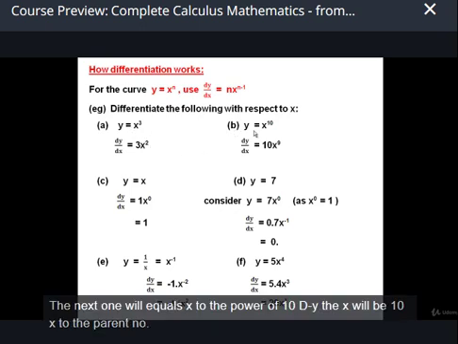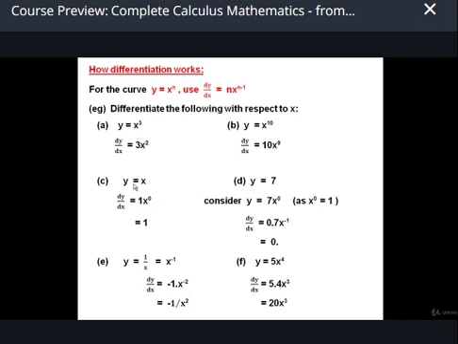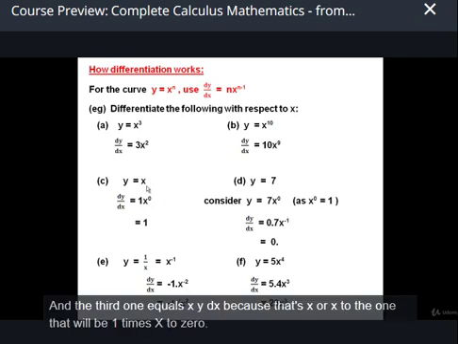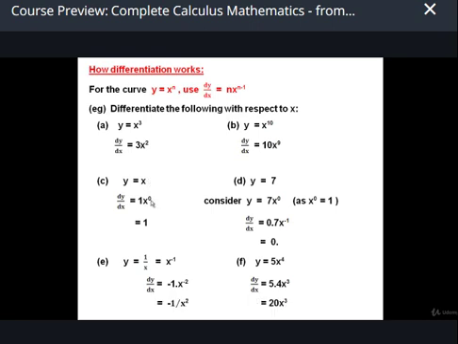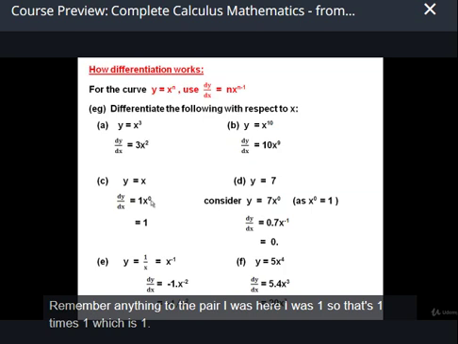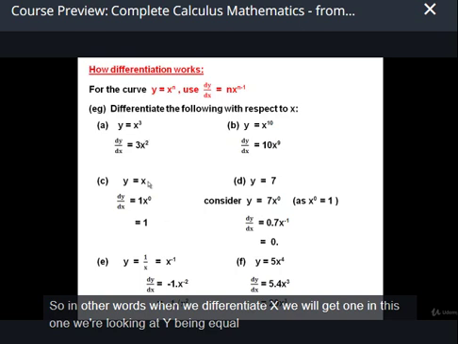The next one, y equals x to the power 10, dy dx will be 10x to the power 9. In the third one, y equals x. dy dx, because that's x or x to the 1, that will be 1 times x to the 0. Remember, anything to the power 0 is 1, so that's 1 times 1, which is 1. So in other words, when we differentiate x, we will get 1.